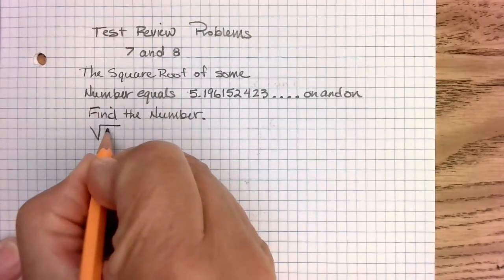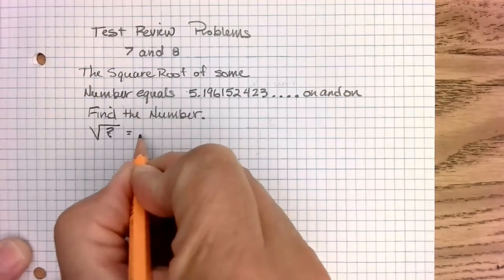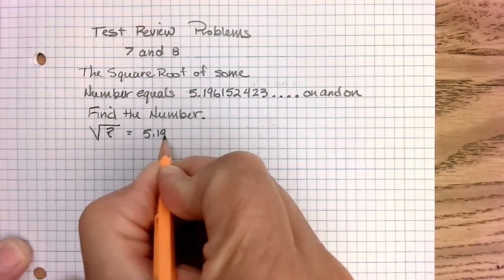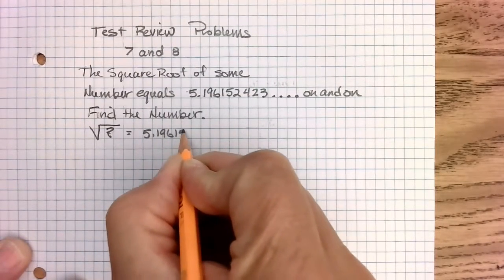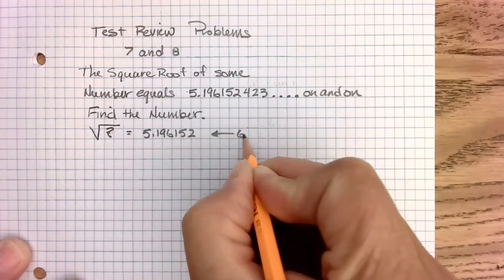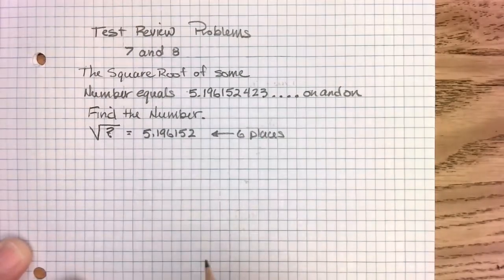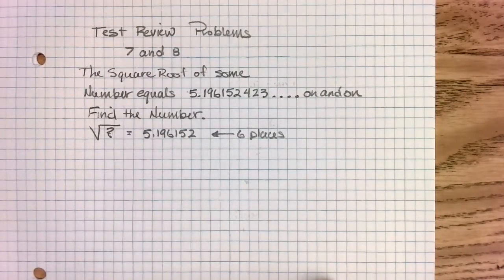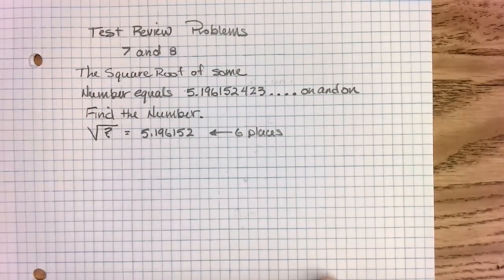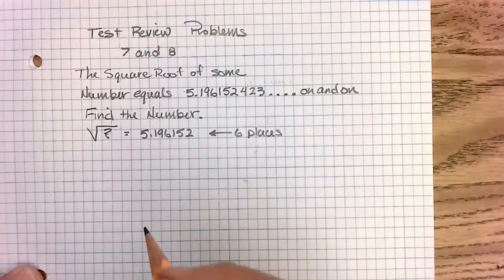I have some number inside that square root symbol that when I take the square root, I get 5.196152. And I'm only going to go to 6 decimal places. You don't have to go any more than that. If you go less than that, it won't work. So you at least have to go 6. If you want to go all of them, that's up to you.